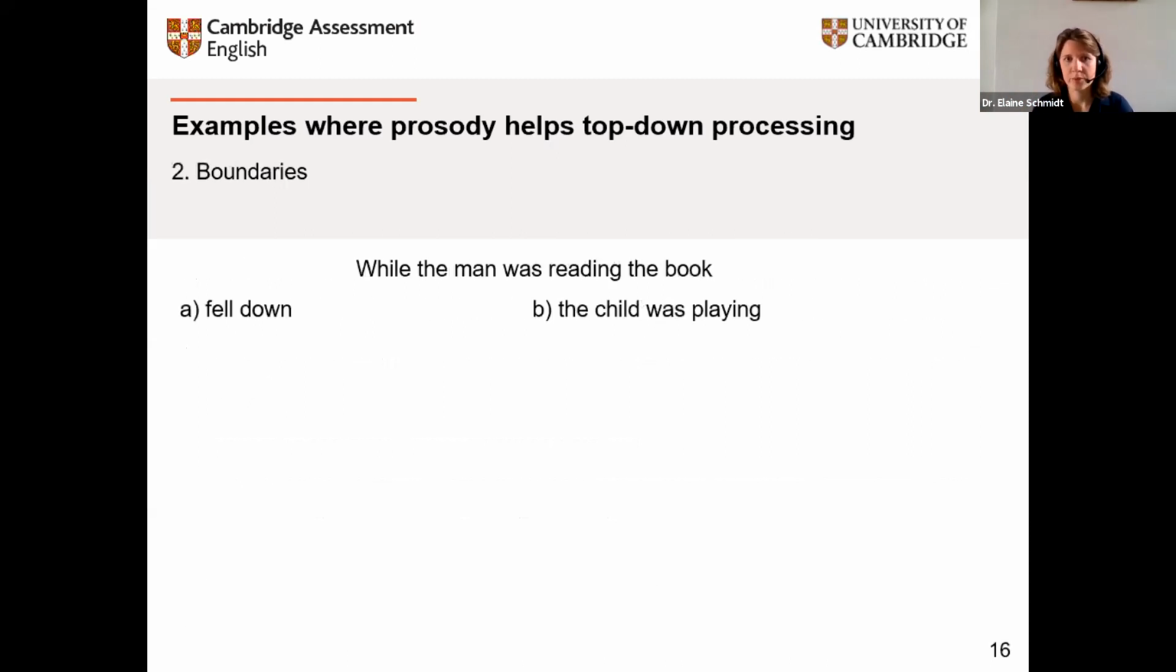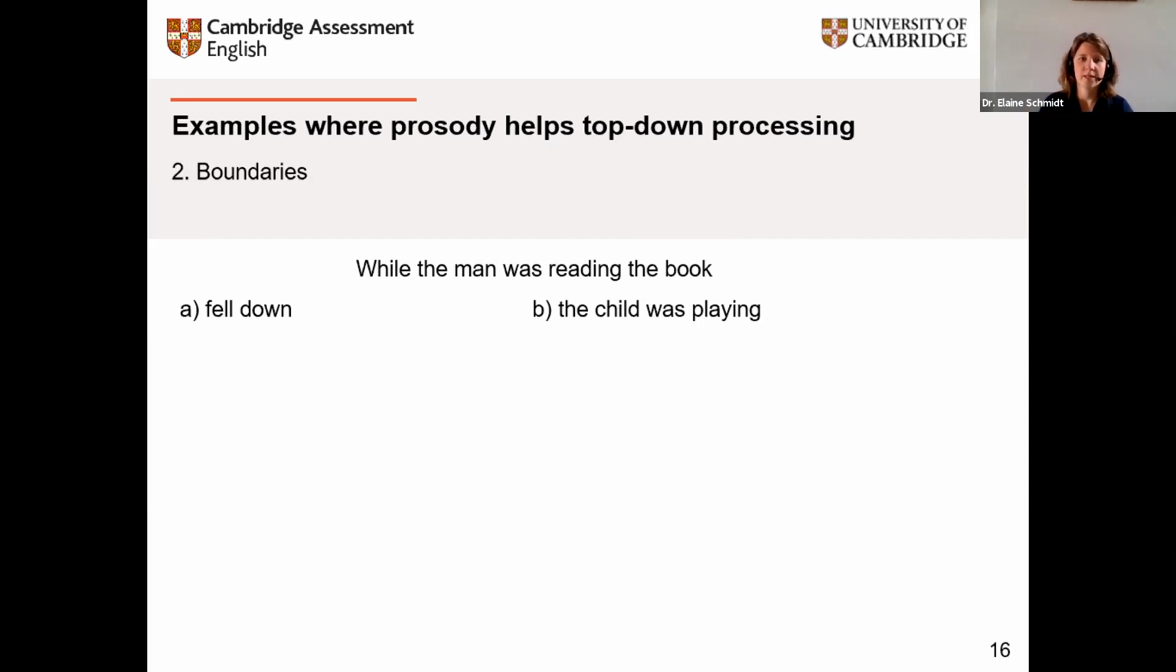I'll show you another example with boundaries. Now, if you see the sentence just the way that it is written, it can have 2 different endings. It can have the ending of A, fell down. It can have the ending of B, the child was playing. Both are syntactically completely fine. Now, when you read the sentence, normally you would place a comma. You don't have to, but you would normally place a comma to help the reader. In speech, of course, you don't have that luxury. What you have to do in speech is you produce a boundary.